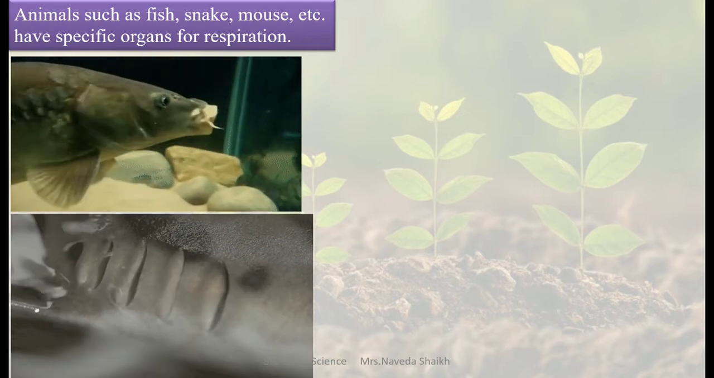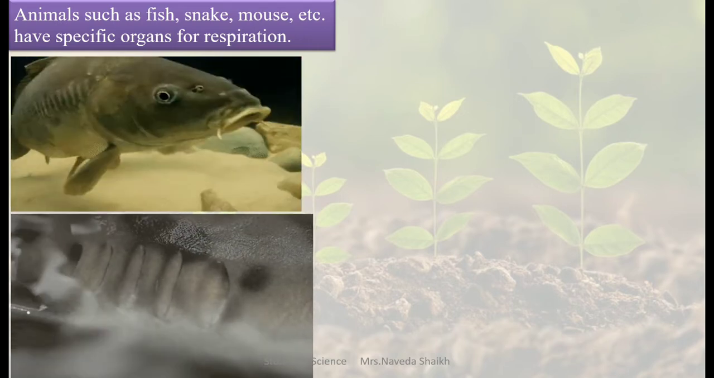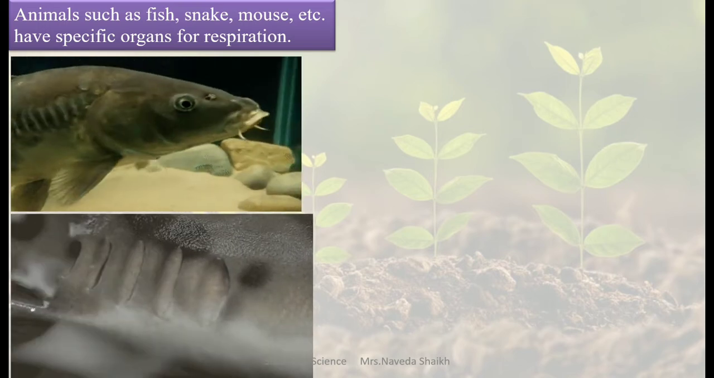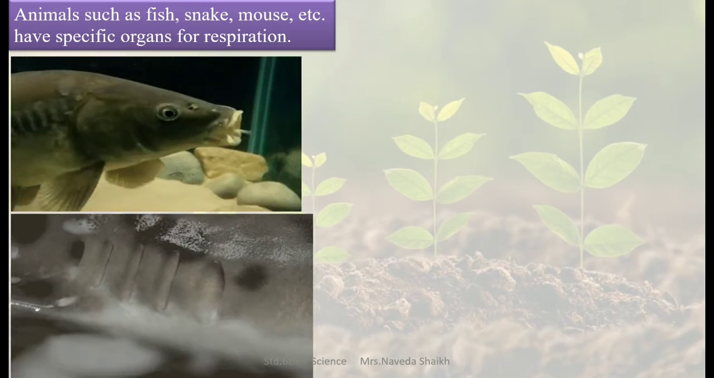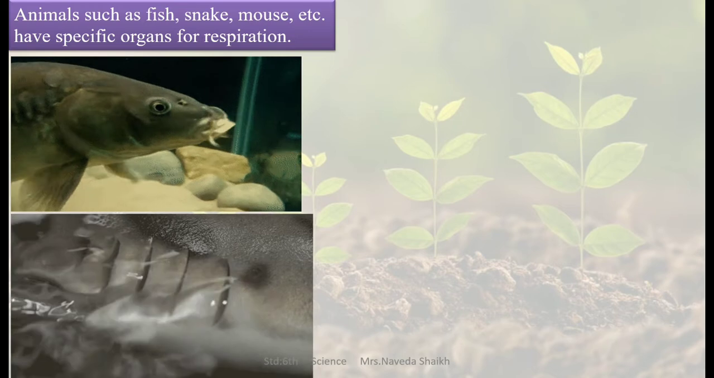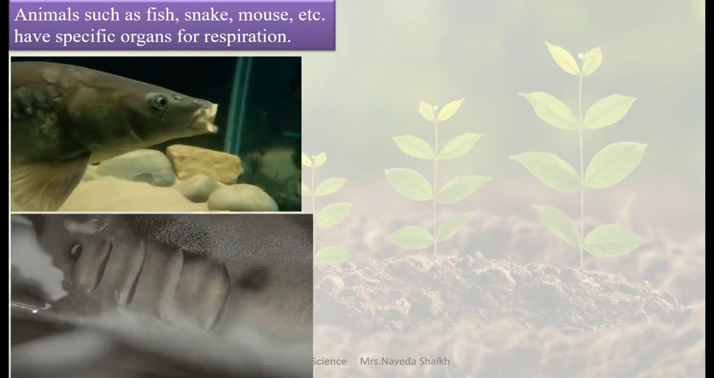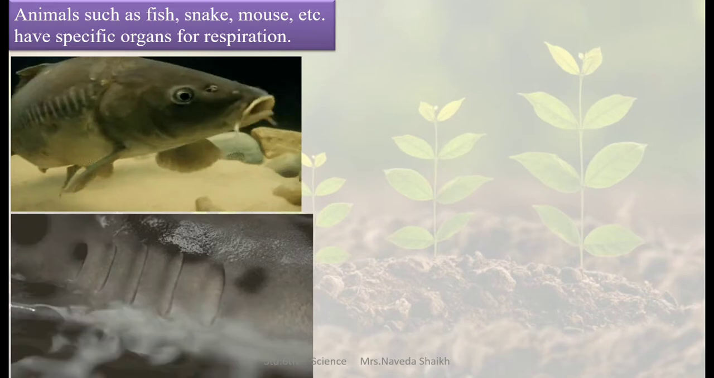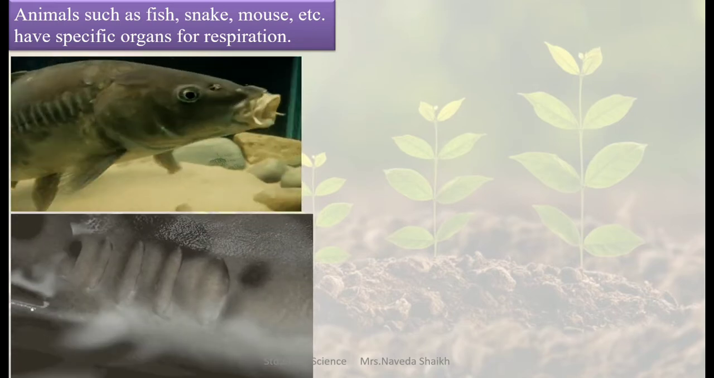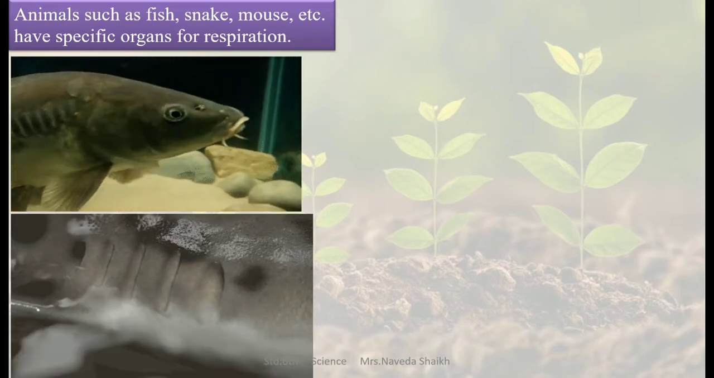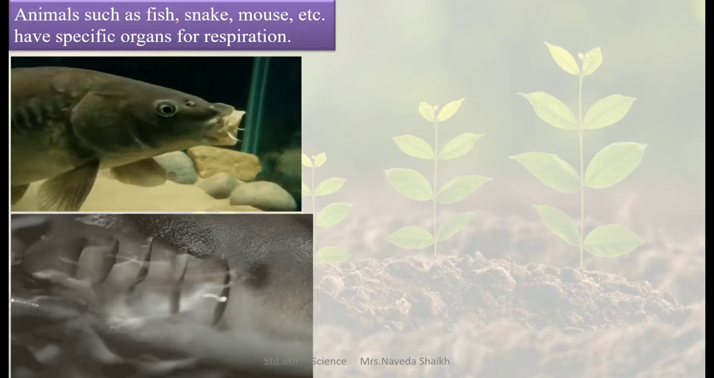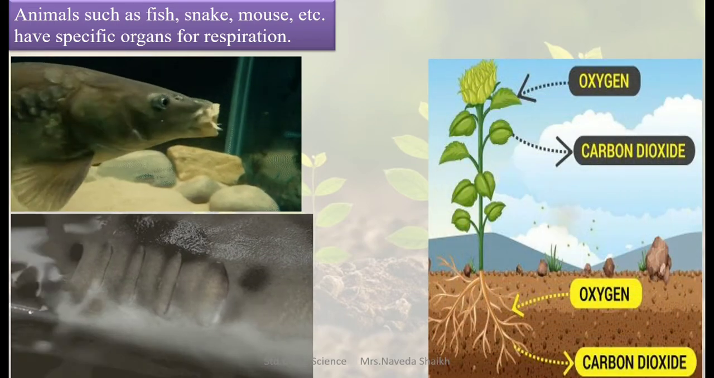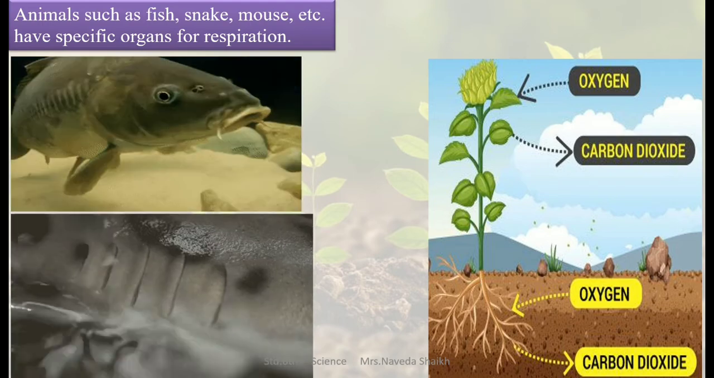What happens is, they take in water from their mouth, and from the water, whatever oxygen is dissolved in it, they absorb it with the gills, and then give out the water from it. Okay, so they have a specialized organ for respiration. Same way frogs, mice and snakes also have specialized organs for respiration.